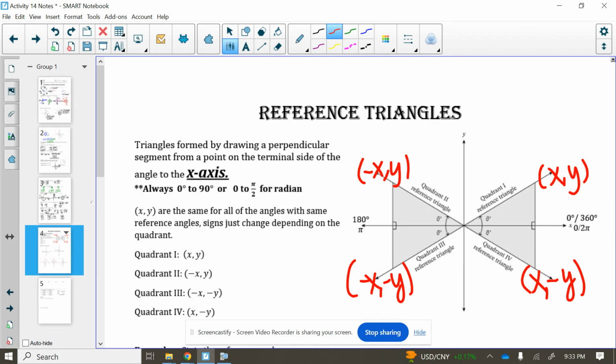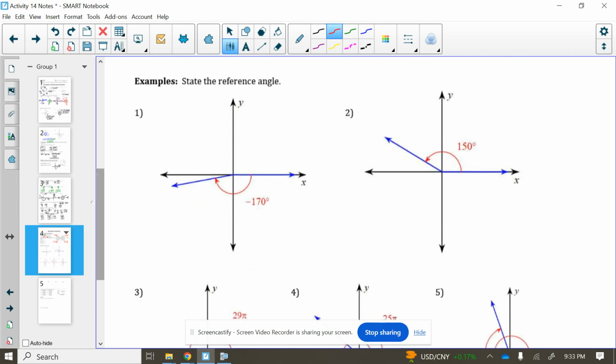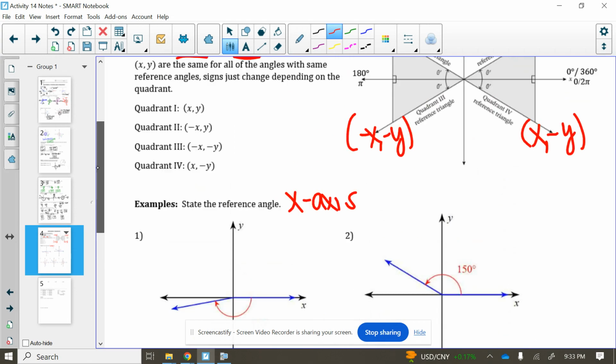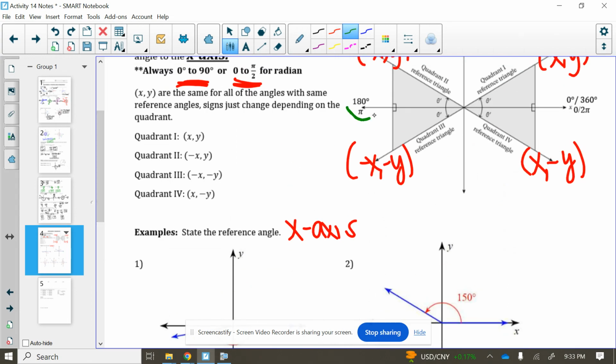Now, our reference angles are always positive numbers from either 0 to 90 if we're dealing with degrees, or 0 to pi over 2 if we're dealing with radian measure. So if we look here at some of these examples, again, you are always thinking, how far am I from the x-axis? So oftentimes that's going to be, how far am I from 180, or how far am I, if I'm in quadrant 1, from 0, or quadrant 4 from 360.